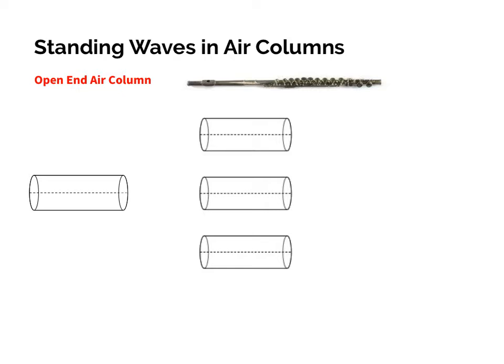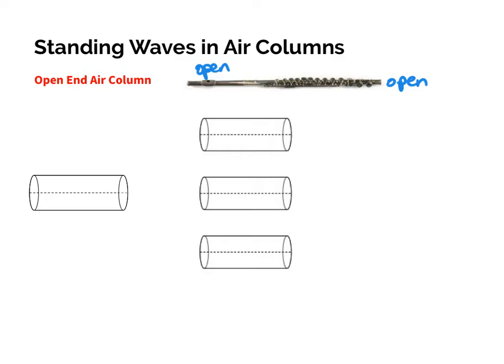So what we're going to do is break this down into two types: standing waves in air columns that are open at both ends and ones that are closed at both ends. So for example, a flute would be one that's open at both ends. Here you have the opening that you would blow across, and then you have the open end there. So what you're getting is a standing wave pattern that occurs between two open ends.